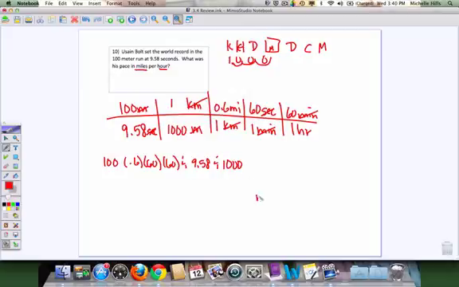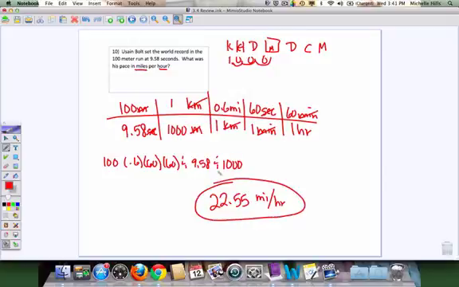Now again, my answer is going to be so many miles per hour. I don't have to show that I'm multiplying by 1 and dividing by 1 because it's not going to change the value. So punching those things in, divided by 9.58 divided by 1,000, I get 22.5469, etc. Rounding to 2 decimal places gives me 22.55 miles per hour. So he was running at a pace of 22.55 miles per hour.